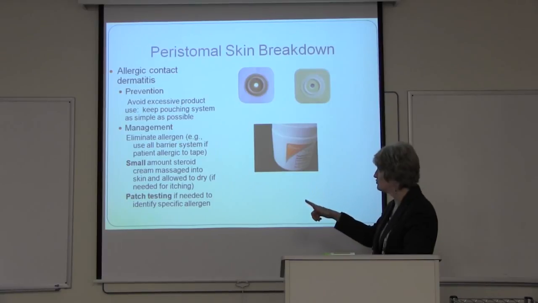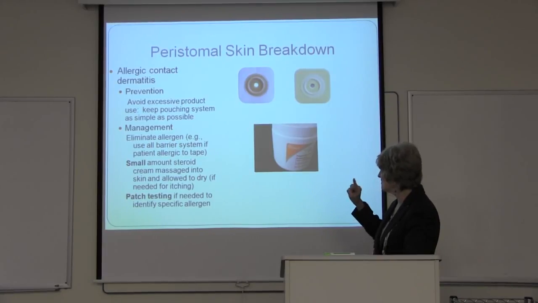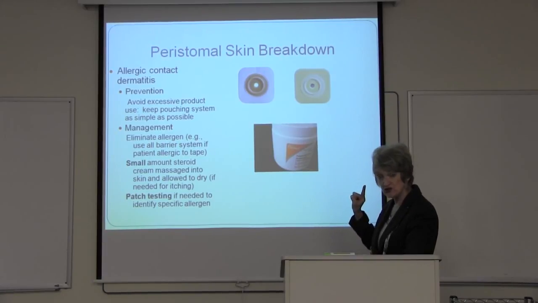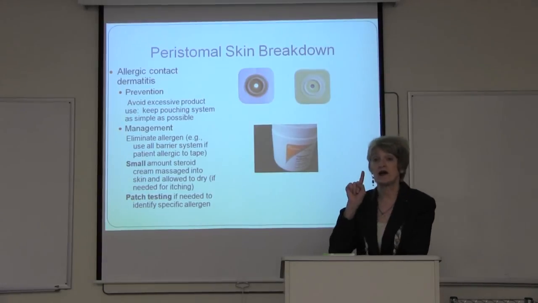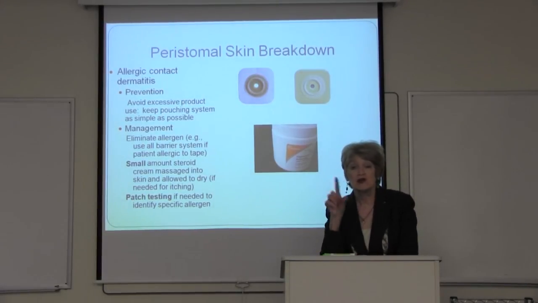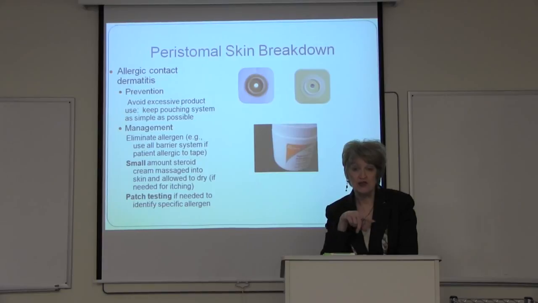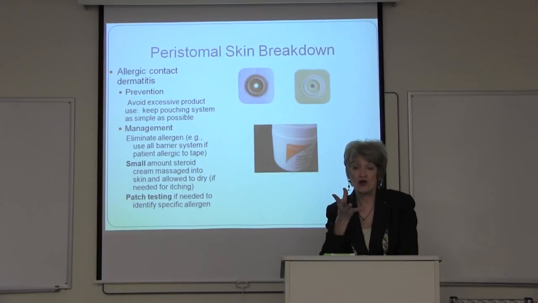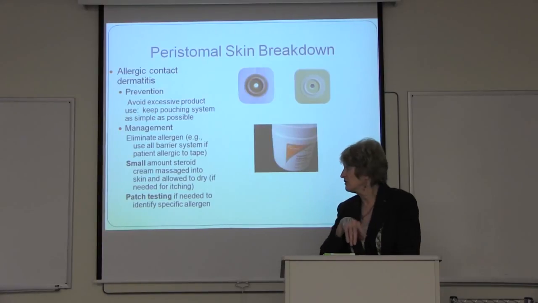So eliminate the allergen. Now, what if they're having a lot of itching and burning? You can use a small amount of steroid cream. You can use Kenalog spray. You can use over-the-counter Benadryl gel. It's either an antihistamine or a low to mid-potency steroid cream. Small amounts massaged in thoroughly, allowed to dry before you put the pouch on.